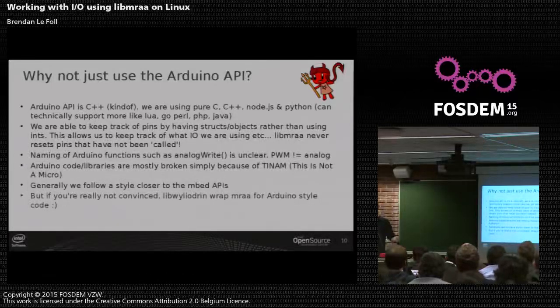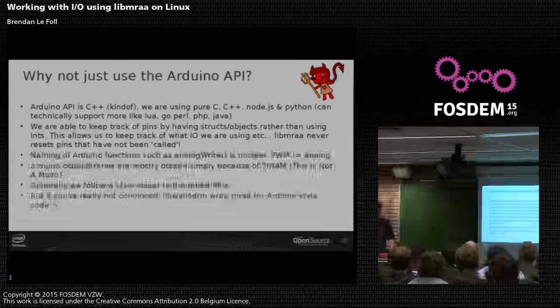But if you're really not convinced, there's a bunch of guys that have wrapped our library to be Arduino style, called Libmraa, so you're more than welcome to use that if you want an Arduino style mapping. And there's another guy that's done it for Node.js as well, Galileo IO.